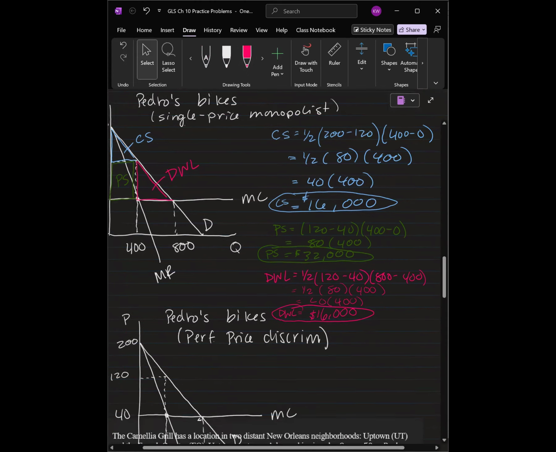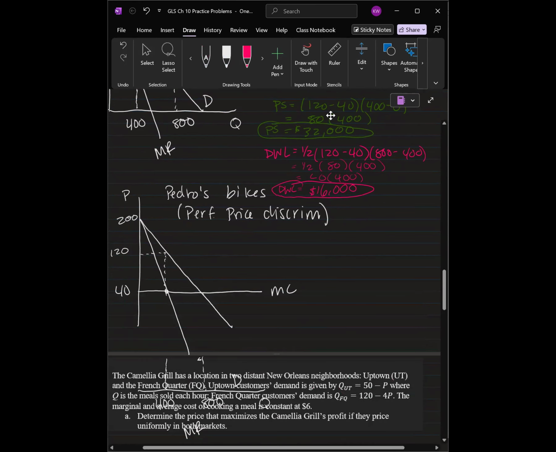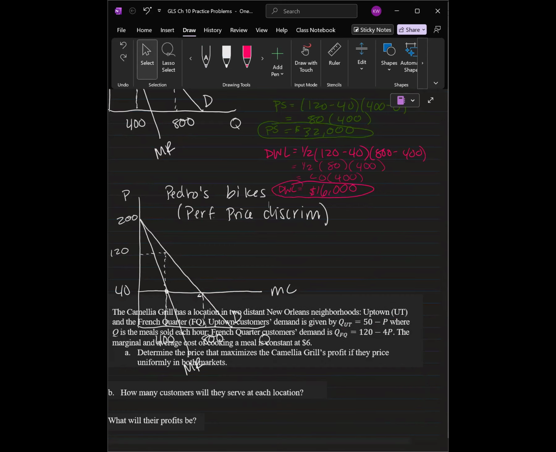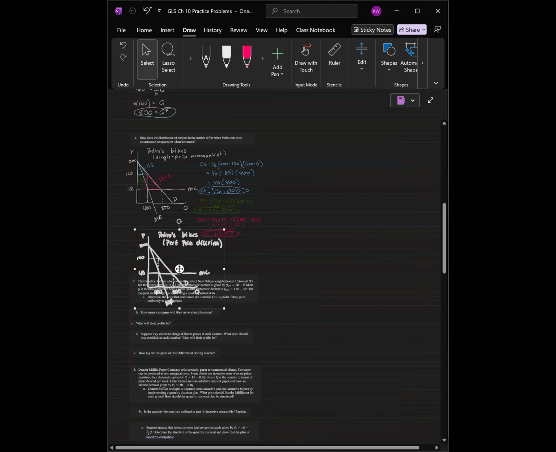Okay. All right. Now let's look at when Pedro is a perfectly price discriminating monopolist. I'm just going to move this graph real quick. We're just going to make it a little smaller.